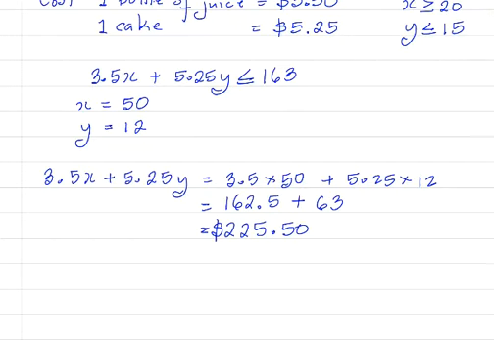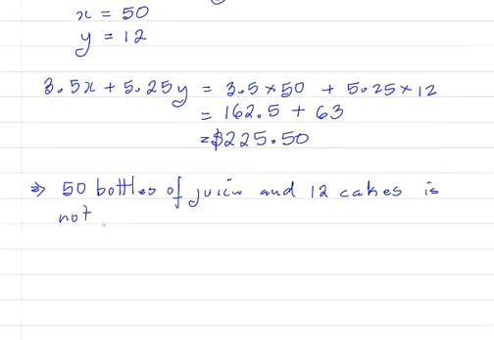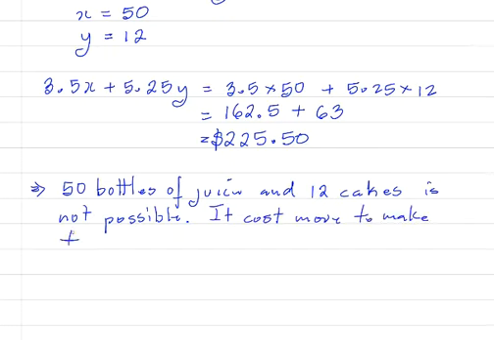So it violates it. Therefore, we can say 50 bottles of juice and 12 cakes is not possible. The basic reason for that is that it costs more to make than Mr. Thomas has to spend.